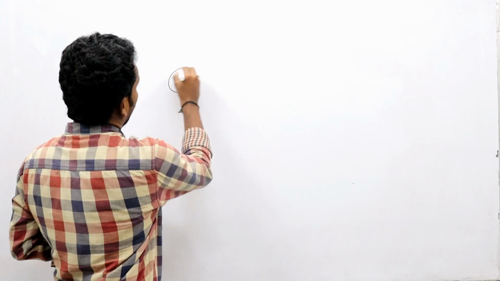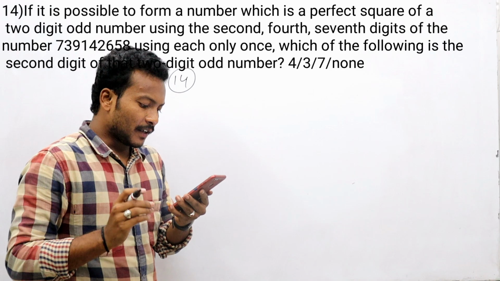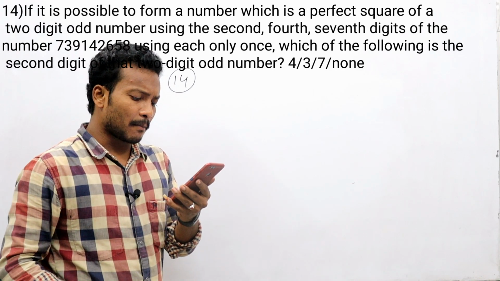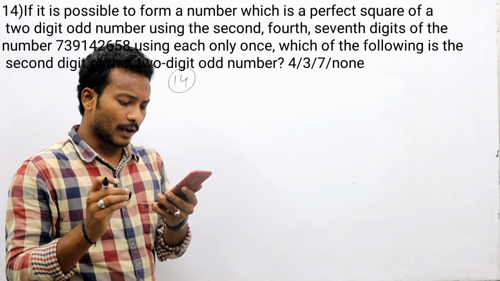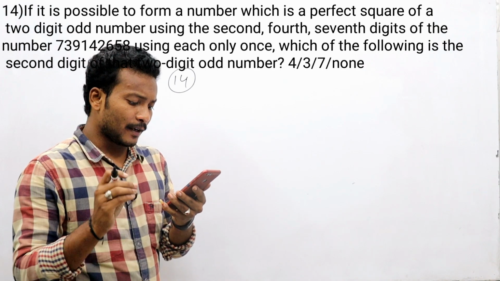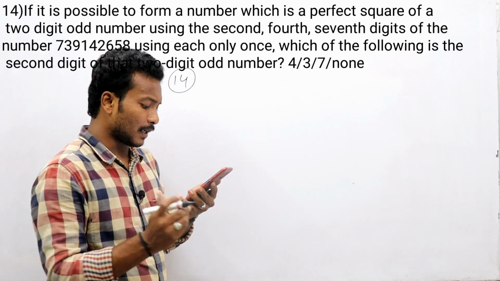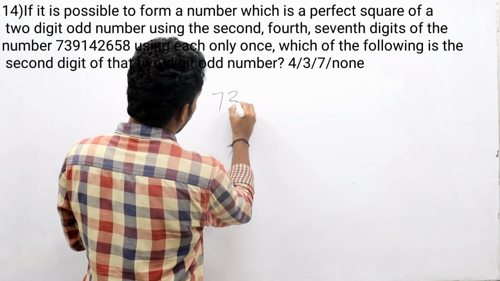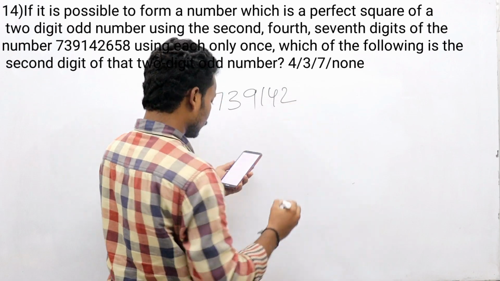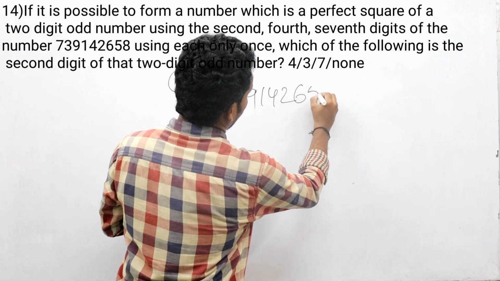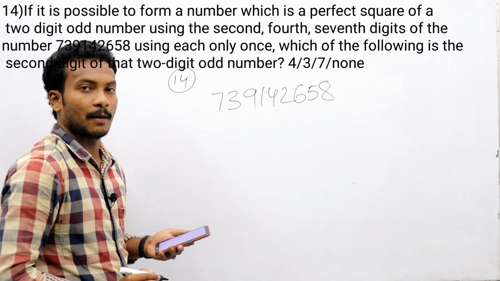Next, 14th question. If it is possible to form a number which is a perfect square of a 2-digit odd number using the second, fourth, seventh digits of a number. First we are writing the number 739 142 658. Okay, this is the number.